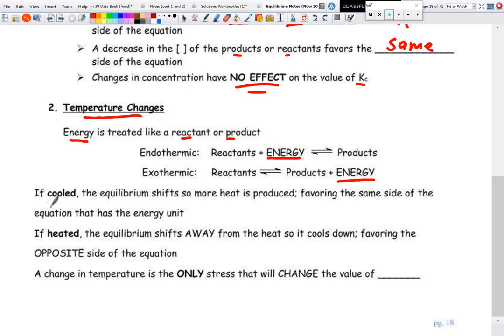Another way to think about it: if a system is cooled, or we decrease the temperature, the equilibrium shifts so that more heat is produced, favoring the same side. That's the exact same thing we have up here, where a decrease in concentration favors the same side. If we decrease the temperature, it's going to favor the same side. If we increase the temperature or heat it, it's going to shift away from the heat, to the opposite side, which is the exact same thing as above. A change in temperature is the only stress that can change the value of the equilibrium constant.